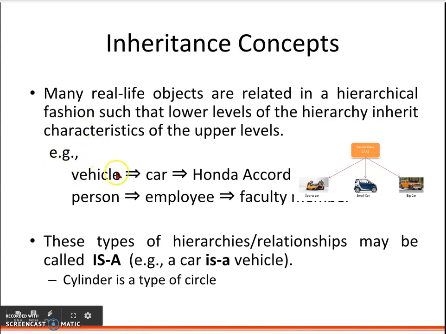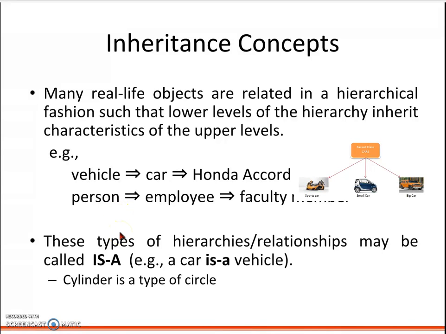For example, vehicle has some data, and the same data is needed for car, and the same data is needed for one particular model or one particular company. So we can divide the entire thing into 3 ways. So inheritance helps us to reduce the coding and also helps us to simplify our programming method.